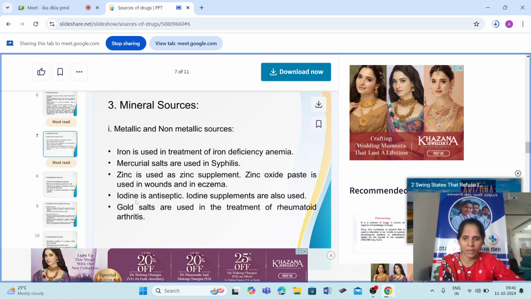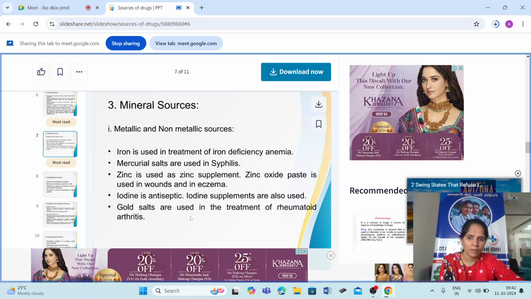And next is iodine. Iodine can be used as an antiseptic. We know that whenever stitches are put on cut wounds, or if any major surgery has to be done, they spread iodine there. So this iodine works as what? Antiseptic. That is the reason you rub iodine on cut wounds. And sometimes they go with iodine supplements also, so that any deficiency of iodine for the thyroid gland can be replaced.